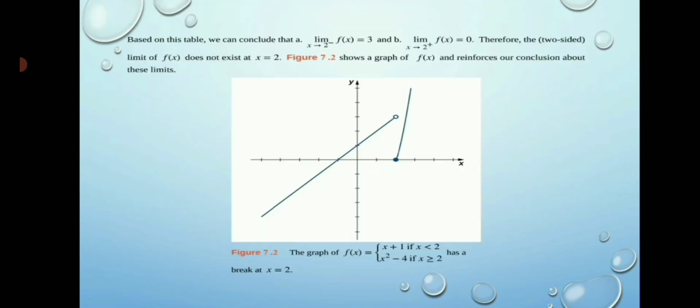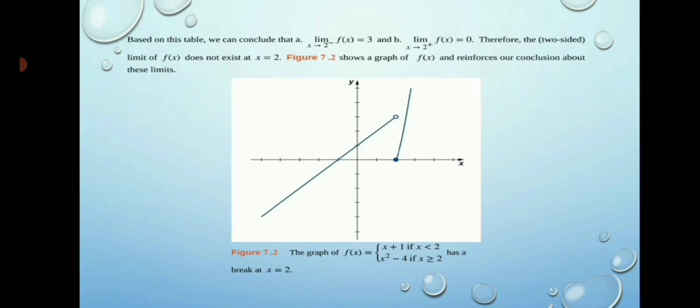Next, based on this table, we can conclude that A, the limit as x approaches 2 from the left of f of x is equal to 3, and B, the limit as x approaches 2 from the right of f of x is equal to 0. Therefore, the two-sided limit of f of x does not exist at x equals 2. Figure 7.2 shows the graph of f of x and reinforces our conclusion about these limits.